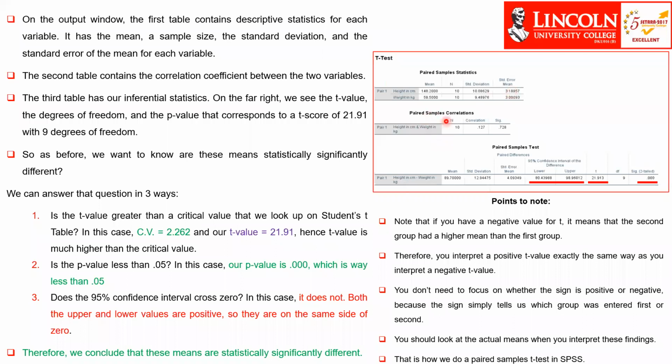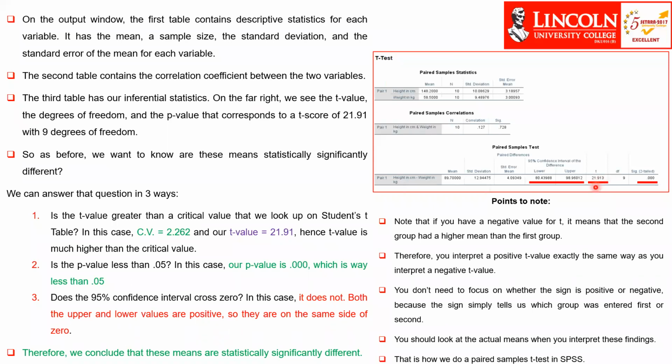Okay, the second table here contains the correlation coefficient between the two variables. Then the third table has our infection statistics. On the far right, we have the t-value, which is 21.93, and the degree of freedom, and the p-value that corresponds to a t-score of 21.91 if we round to 2 decimal places.